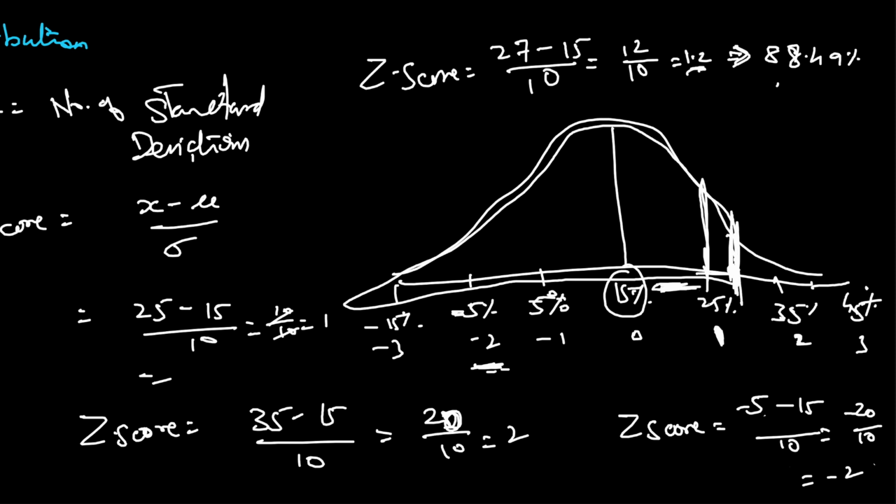Right? And suppose, let me take some other odd number also. Let's say I want to find out for 29.5. So 29.5 minus 15 divided by 10 will give me 1.45. So how do I get the probability for this Z score 1.45?